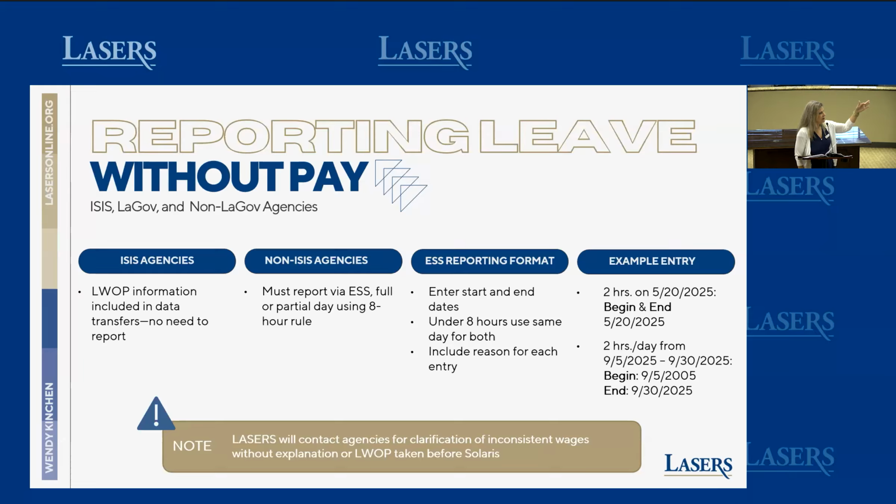It's going to be reported in employer self-service, and there is a format. And so you can see this example. The employee took 2 hours on May 20th, and so that's less than 8. The begin date was May 20th. The end date was May 20th. Additionally, in the second example, they took 2 hours a day for almost the entire month of September, from September 5th to September the 30th. Start date is September 5th, end date is September the 30th. So you don't have to report every single day that they took 2 hours in September.